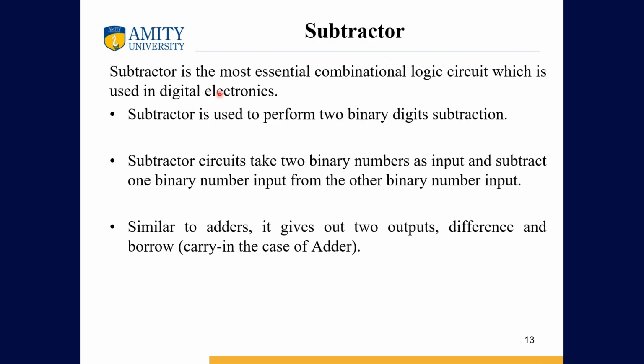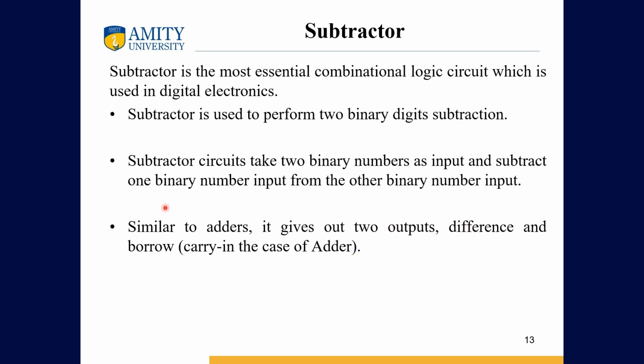Now a subtractor. It is the most essential combinational logic circuit used in digital electronics. So it is, as the name states, basic. The subtractor is used to perform subtraction of two binary digits. They take two numbers as input and subtract one binary number input from the other binary input. Similar to adders, it gives two outputs, difference and borrow. In case of subtractor, we have a difference because adder had sum, so this has difference.